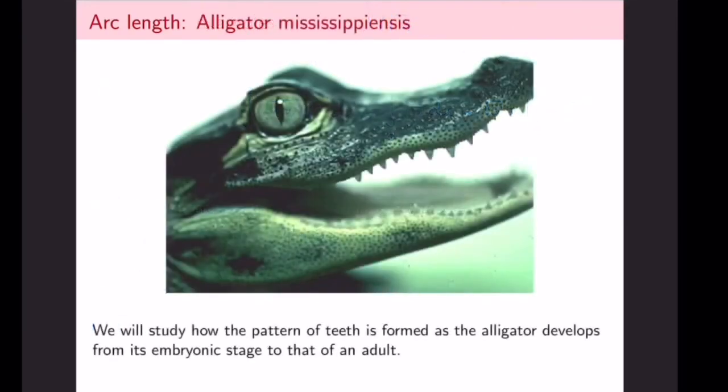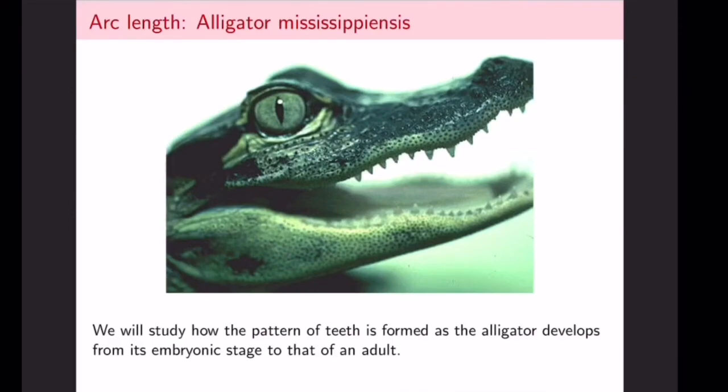For an interesting application of arc length, we're going to consider teeth growth in alligators. For humans, that has been well studied. Humans mostly get their front teeth first and then acquire back teeth as they grow. Alligators, however, acquire teeth in an interesting pattern because nature had to take care of the fact that alligators have to be able to consume heartier foods very early in life, right? So we're going to think about how the alligator develops its teeth from the embryonic stage and into adulthood.